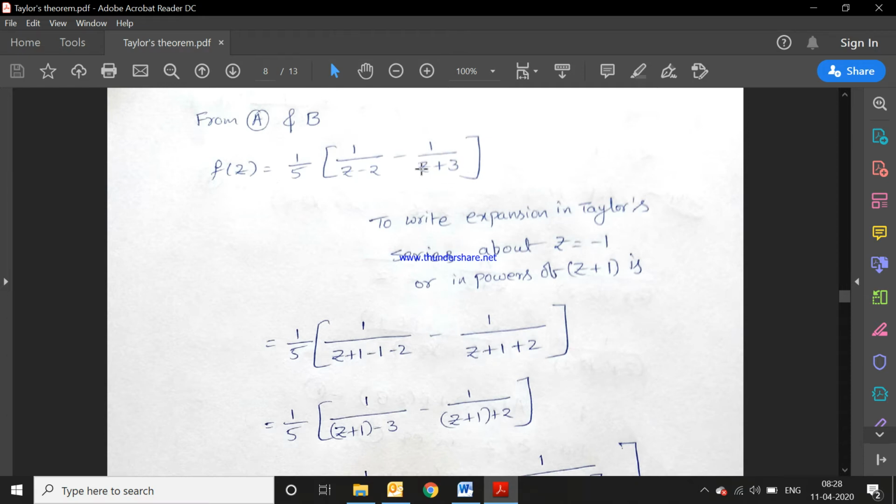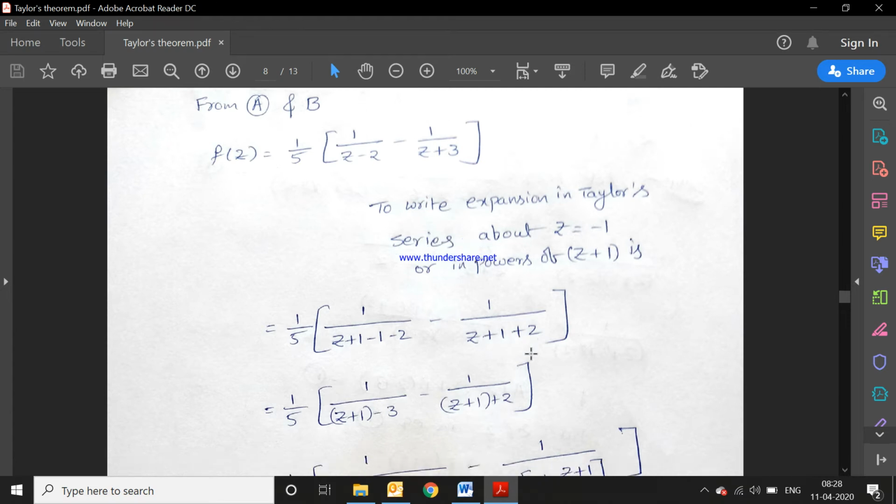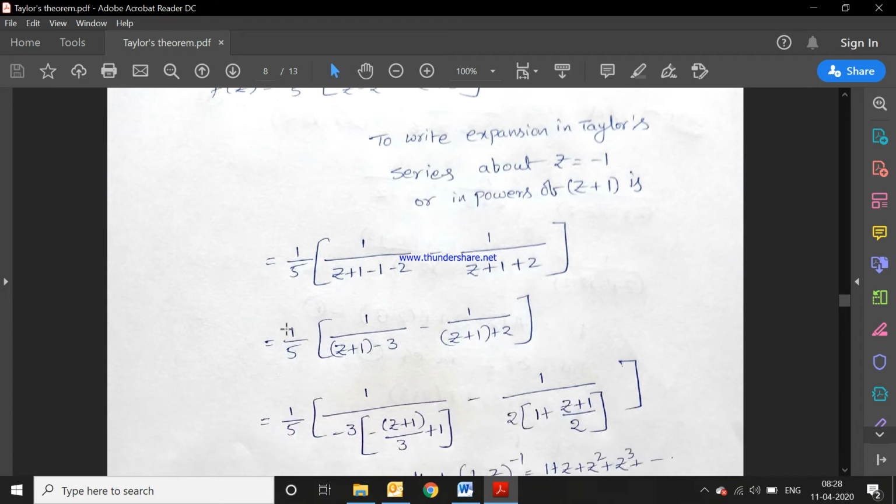Minus this one directly, you can split 3 as 1 plus 2. So 1 by z plus 1 plus 2. So now our factors become 1 by 5 into 1 by z plus 1 minus 1 minus 2 minus 3, minus 1 by z plus 1 plus 2.